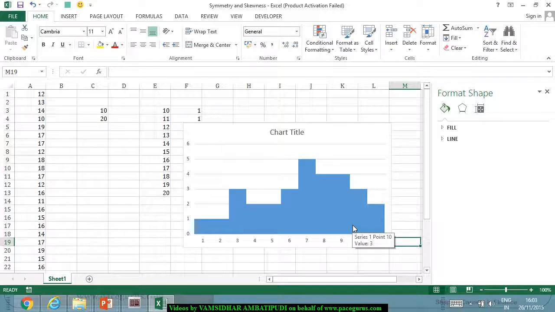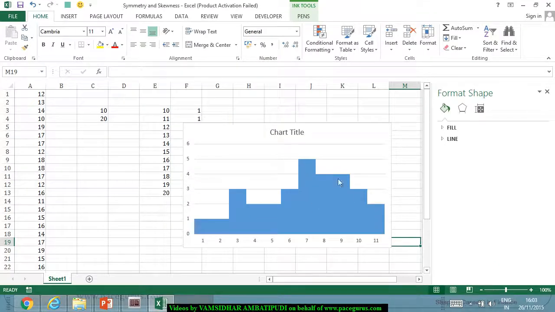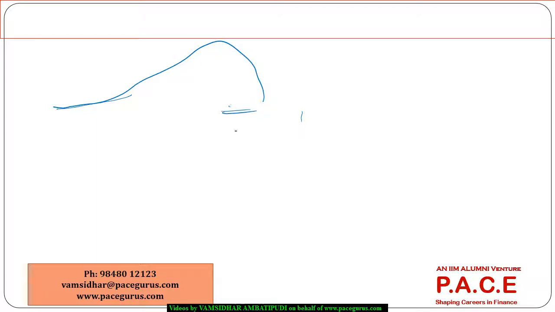So this data may not be symmetric, right? But we could see that it is more and more negatively skewed data, because we have seen that the definition of negatively skewed data is that I see the shape more coming like this. I see some small frequencies towards the left and some high frequencies towards the right. That is what I'm observing in this graph. So approximately I can say that this graph is negatively skewed.